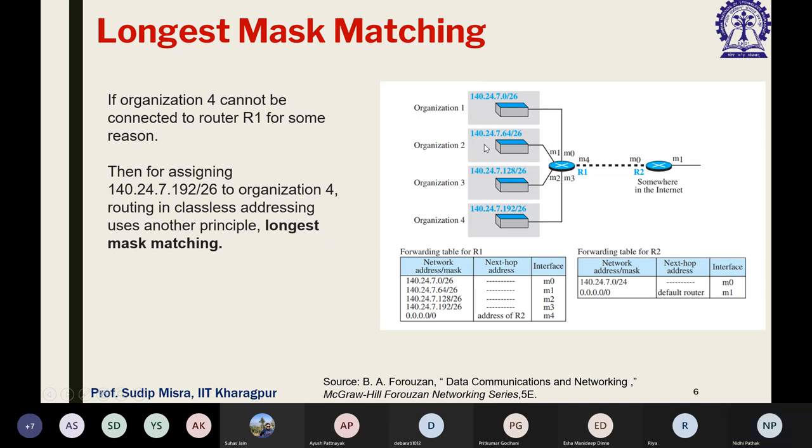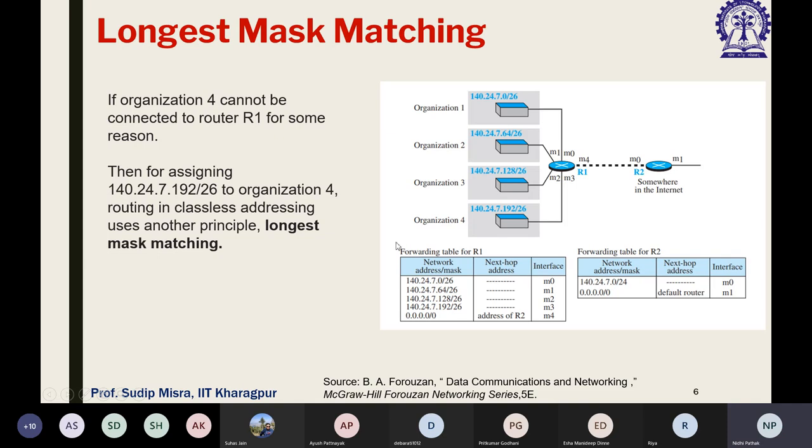So you see that, let us say each of these networks has its corresponding network ID given. Now you are doing classless addressing. If you are doing classless addressing, and for some reason this network is not co-located or whatever reason, it cannot really be combined this way, then what you can do is take help of this longest mask matching principle.